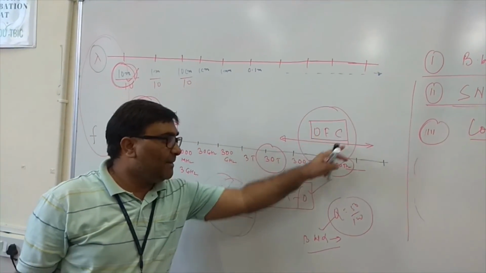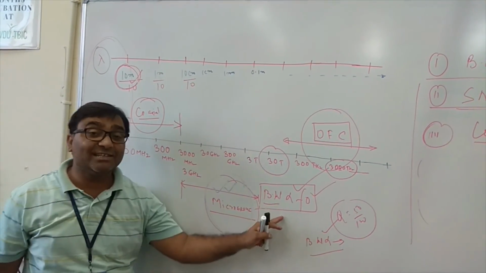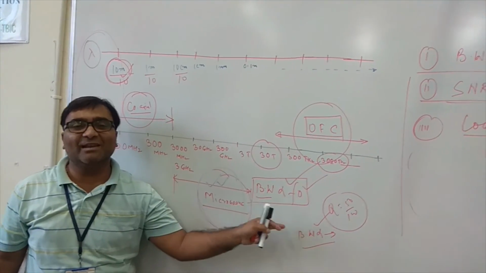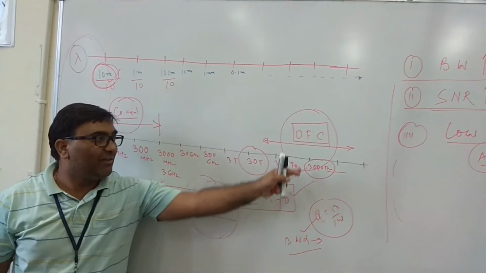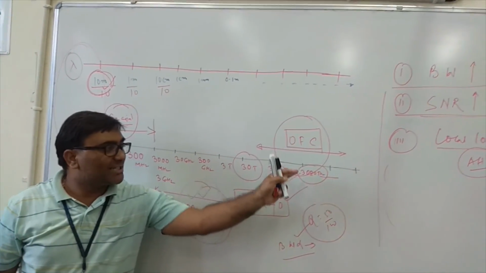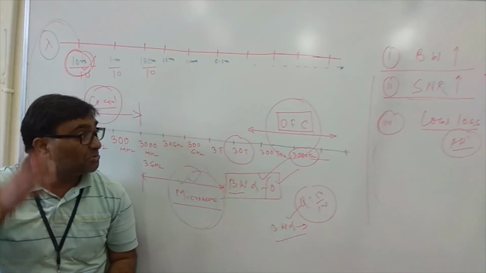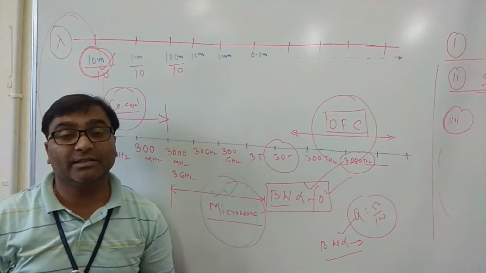And why is bandwidth very large in optical communication? Because bandwidth is directly proportional to frequency. And here we can see that in optical communication, frequency support is up to 300 terahertz to 3000 terahertz.